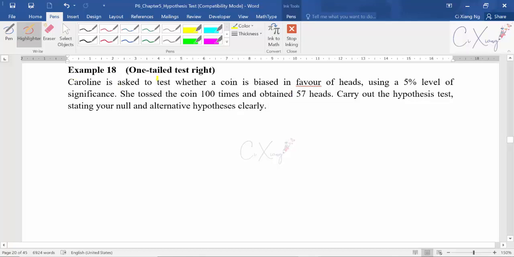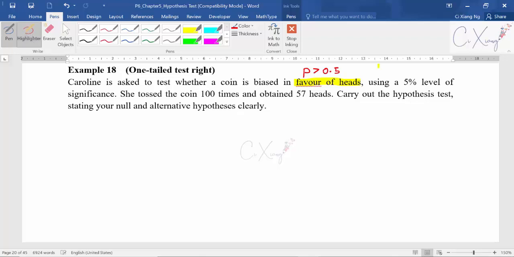Caroline is asked to test whether a coin is biased in favor of heads. If they are talking about in favor of heads, that means the probability to get the head is higher, so it will be more than 0.5. Using a 5% level of significance, she tossed the coin 100 times, this is the n, and obtained 57 heads. So you are testing the population proportion. This is your observed value given by the question.